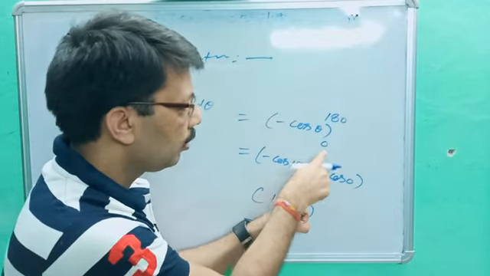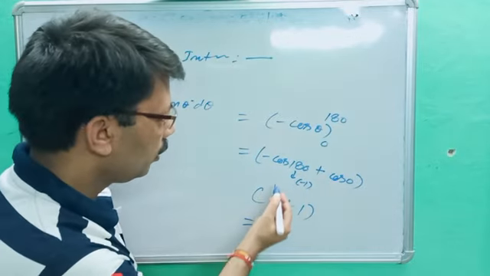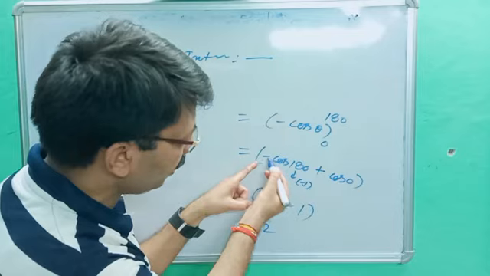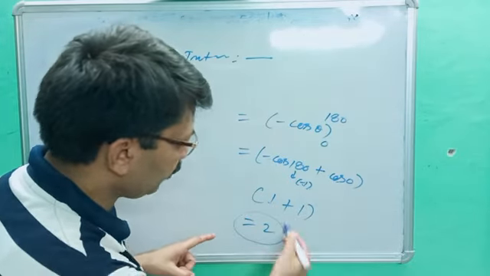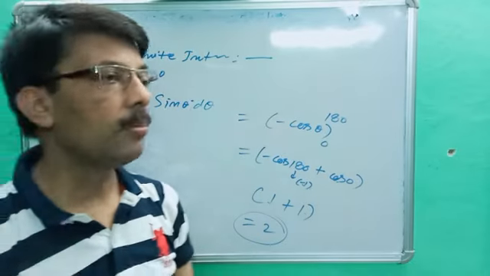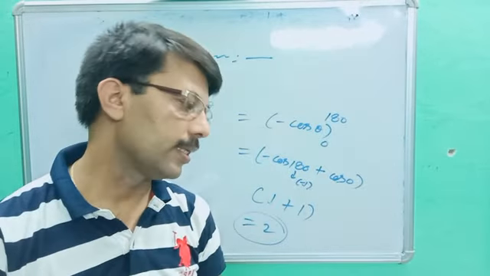Minus minus plus. Lower limit is 0, cos 0. So cos 180 is equal to minus 1. This minus and minus it becomes plus. And cos 0 is equal to 1, 1 plus 1, answer becomes 2. So this is all about your definite integration.